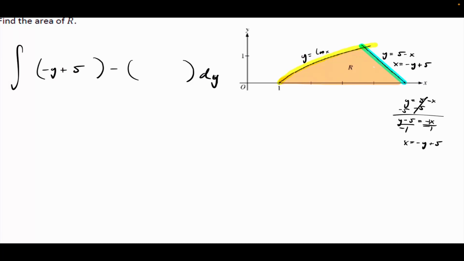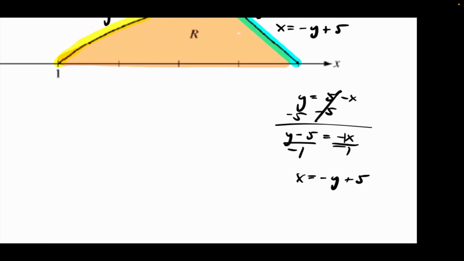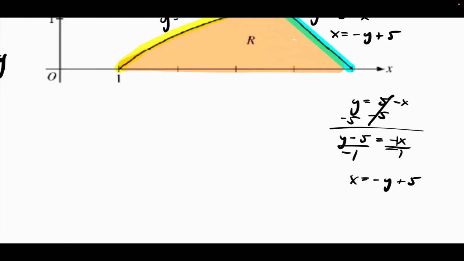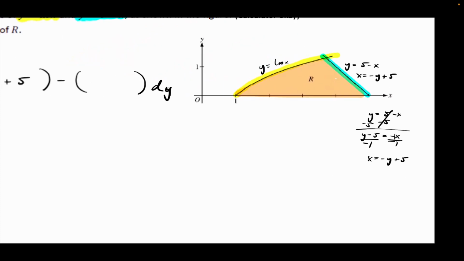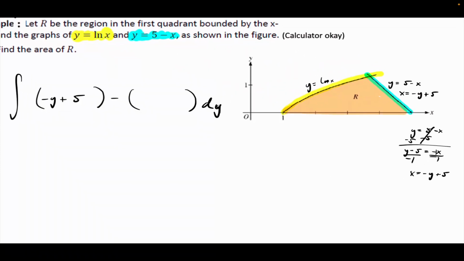Mr. Flores, would the negative be distributed from the... Oh, I see what you did. Yeah, I divided them both by -1. So y divided by -1 is -y. -5 divided by -1 is +5. Yeah. Okay. Minus the left.